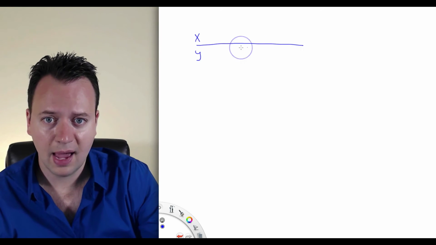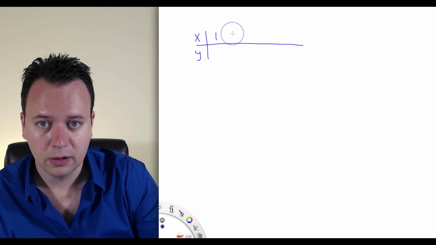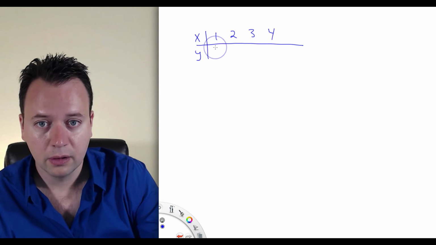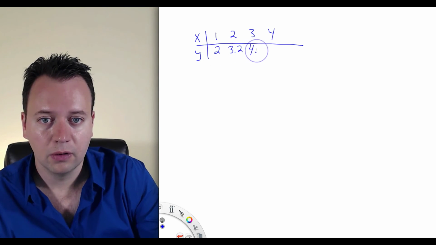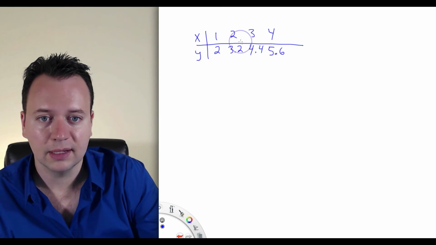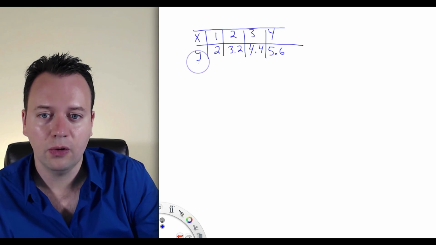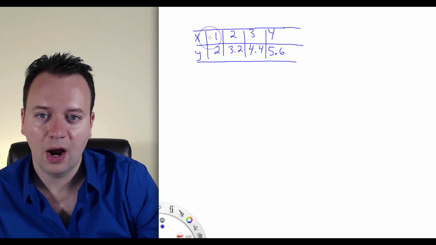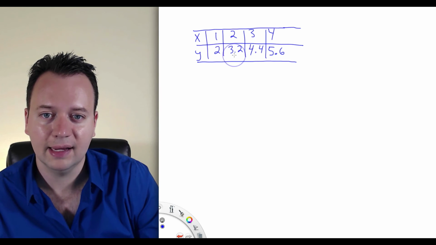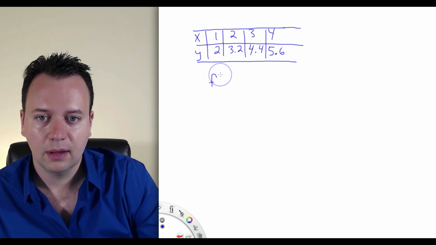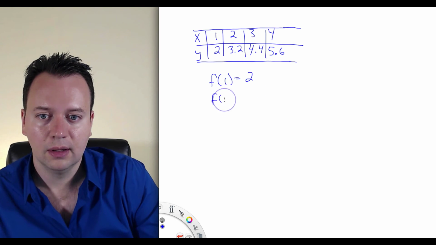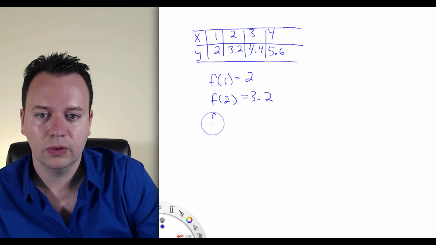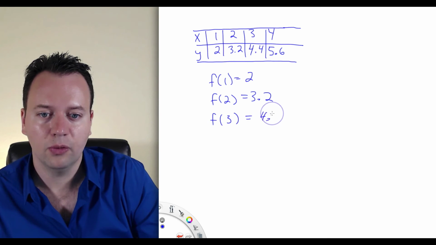Sometimes we're given data that appear in a table. So x is 1, 2, 3, 4 and y is 2, 3.2, 4.4, 5.6. We can infer that this is a linear function because for every change in x, the y values change by exactly the same amount. So f of 1 is equal to 2, f of 2 is equal to 3.2, f of 3 is equal to 4.4, f of 4 is equal to 5.6.